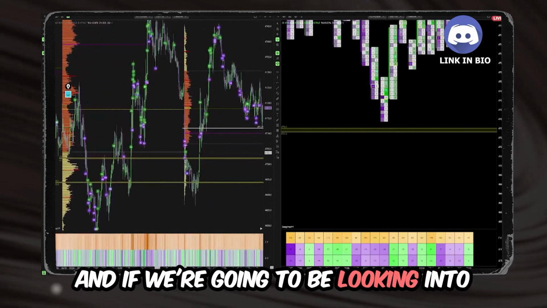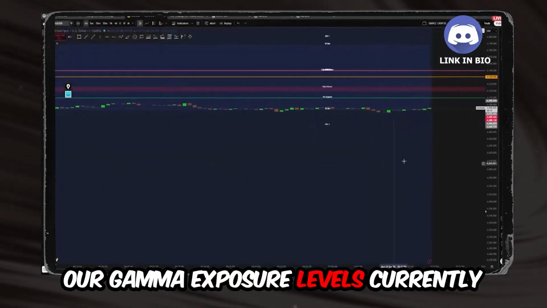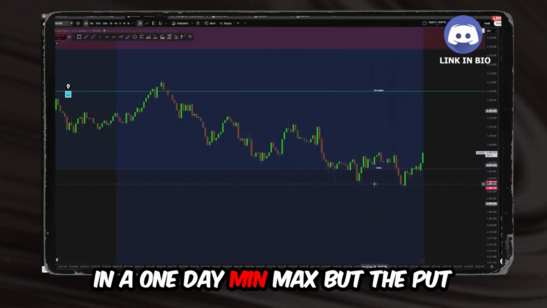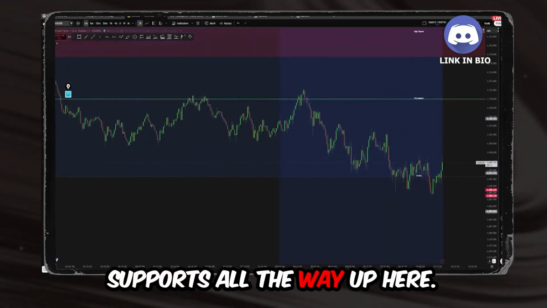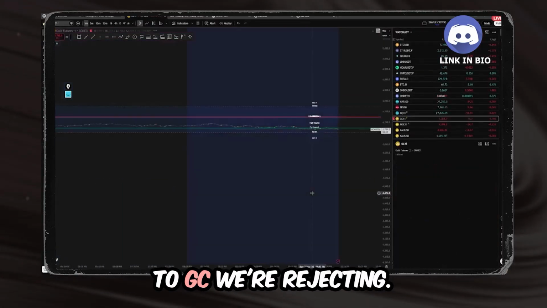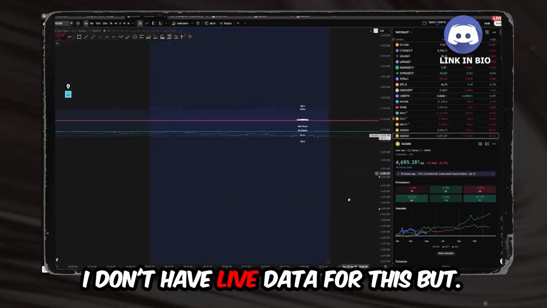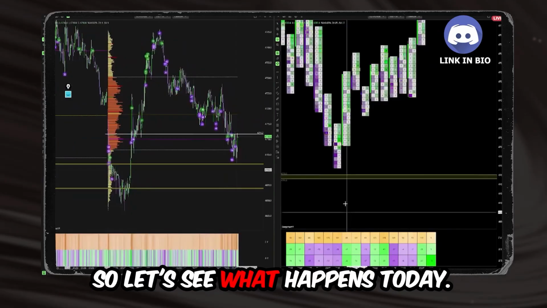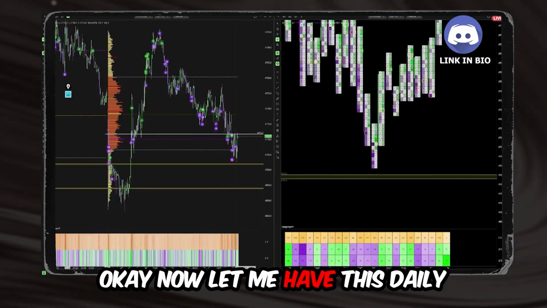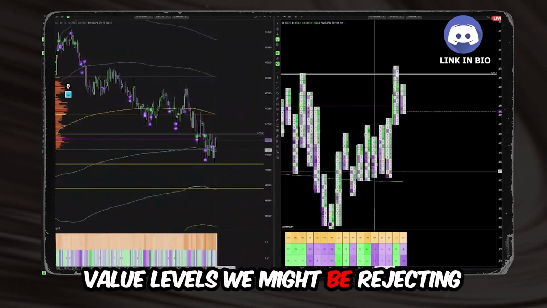And if we're looking into our gamma exposure levels, we're currently in a 1 day min max, but the put support is all the way up here. If we're looking at GC, we're rejecting the, okay, this is like 15 minutes delayed. I don't have live data for this, but let's see what happens today. Okay, now let me have the daily value levels. We might be rejecting here.